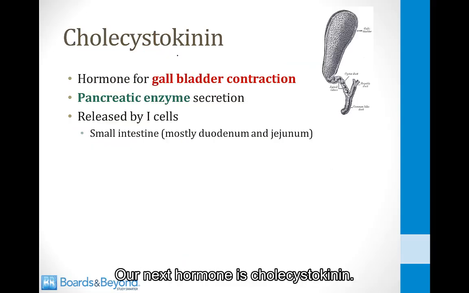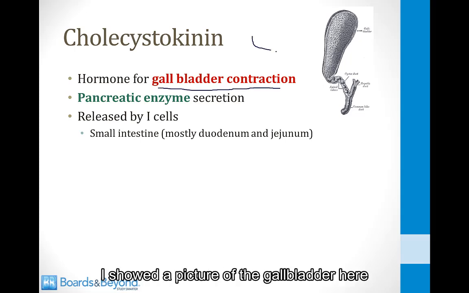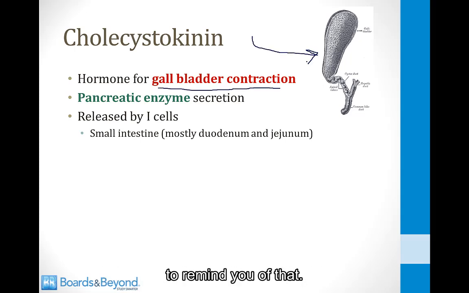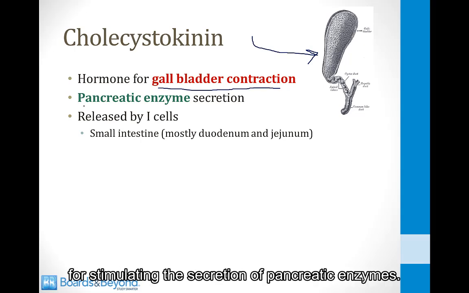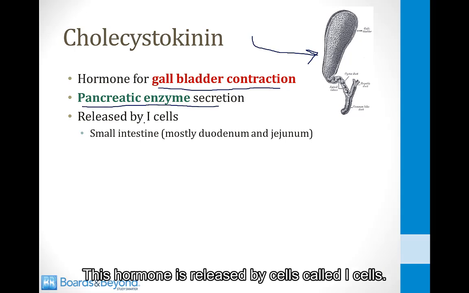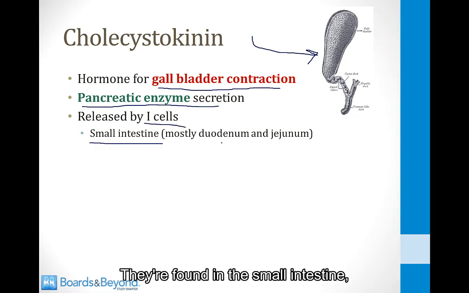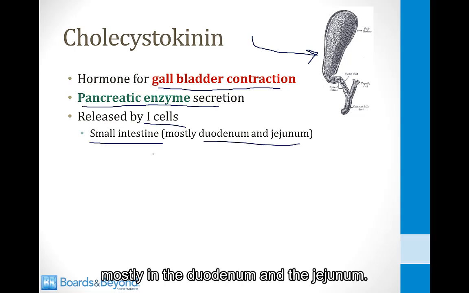Our next hormone is cholecystokinin, and cholecystokinin has two major effects that you should always remember. The first one is gallbladder contraction. I've shown a picture of the gallbladder here to remind you of that. And cholecystokinin is also important for stimulating the secretion of pancreatic enzymes. This hormone is released by cells called I cells. They're found in the small intestine, mostly in the duodenum and the jejunum.